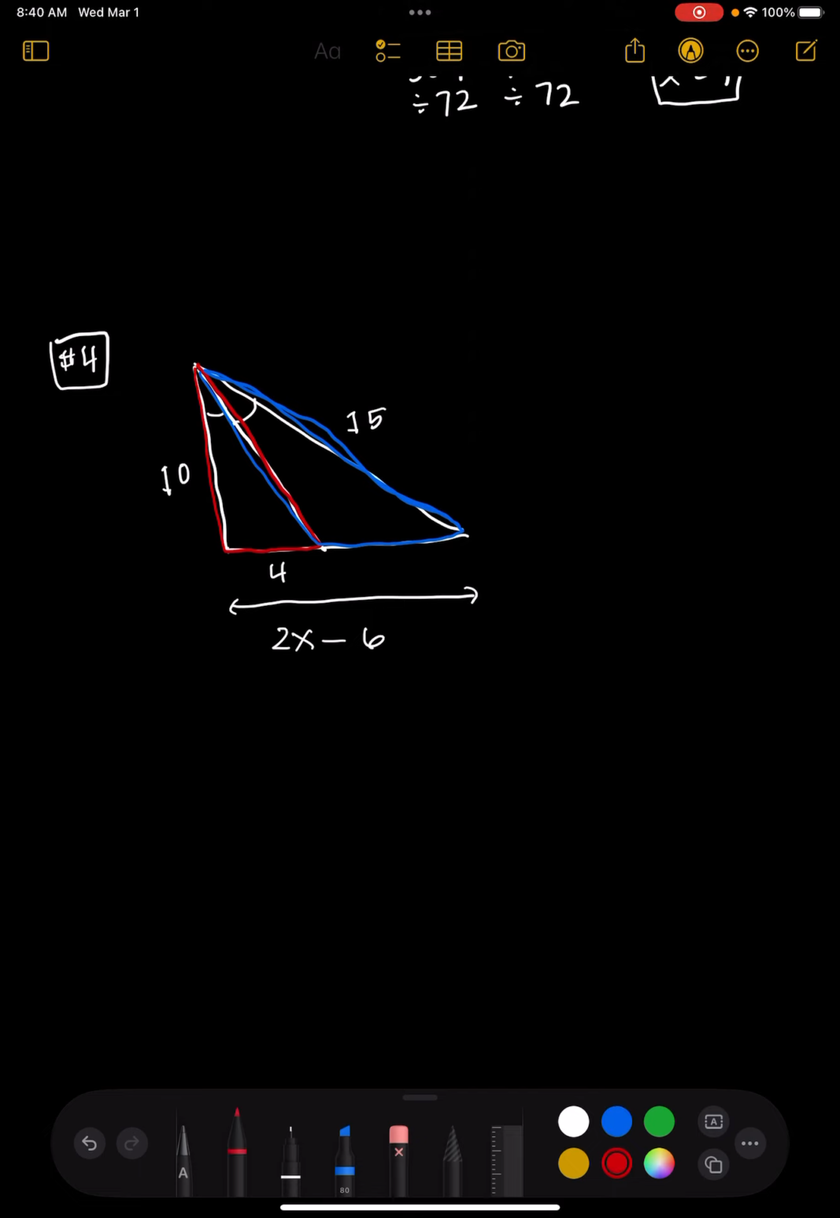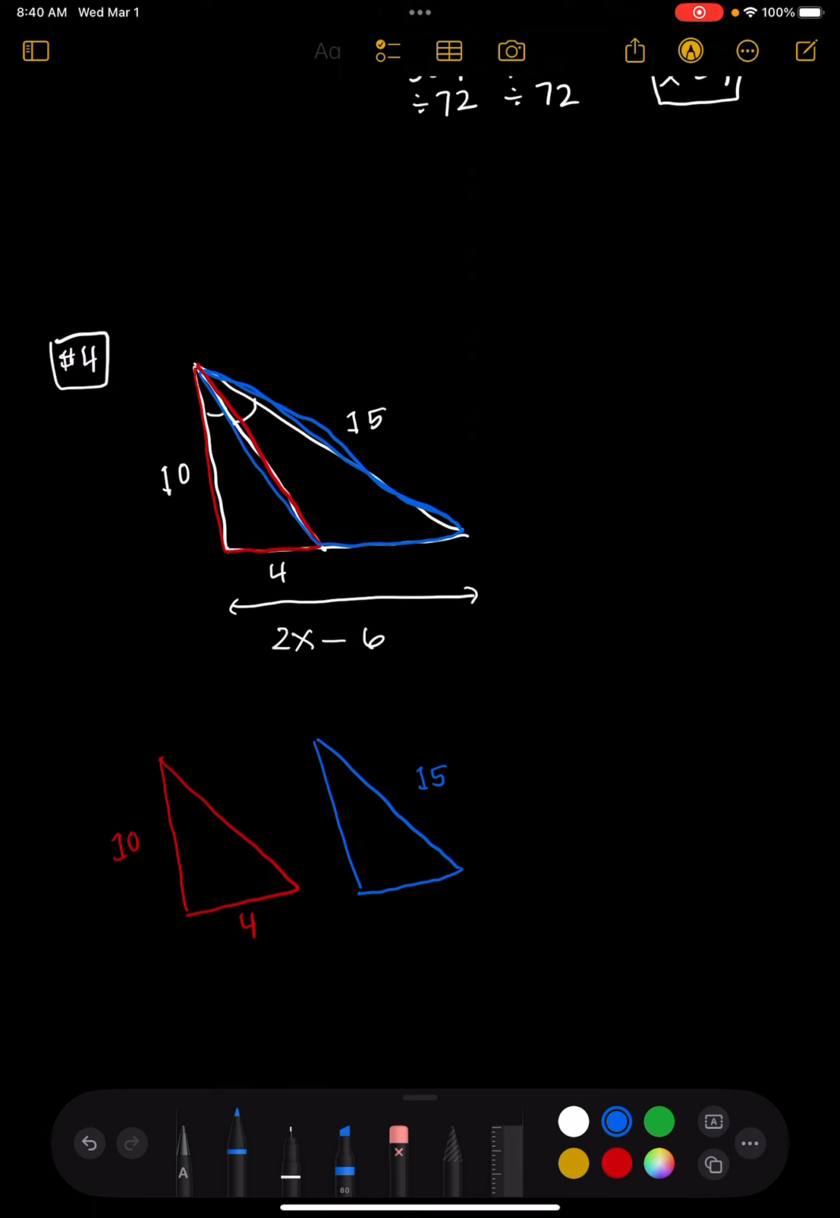So I'm going to redraw the red triangle. Once again, I'm not an artist. And this would give us 10 and 4. We don't know what that other side is. It didn't tell us. And then our blue triangle, we know this side is 15. And then the other side on the bottom, we don't necessarily know what the bottom blue part is, but we do know that the entire bottom is 2x minus 6.